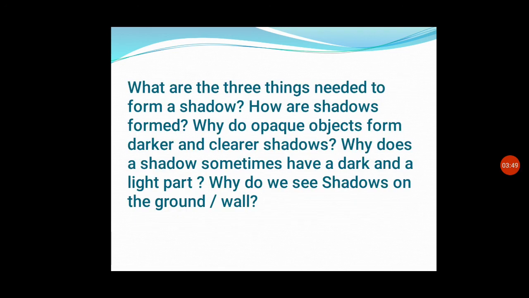What are the three things needed to form a shadow? I think now you got your answer. What are the three things? How are shadows formed? Why do opaque objects form darker and clearer shadows? Why does a shadow sometimes have a dark and a light part? Why do we see shadows on the ground or wall?